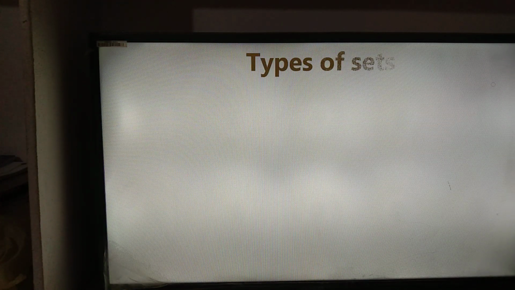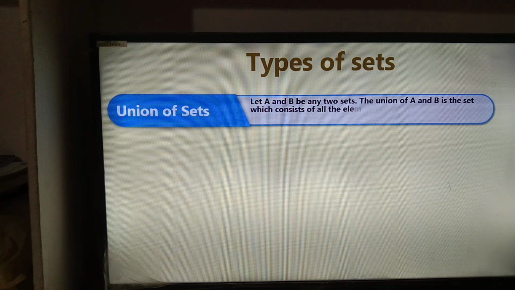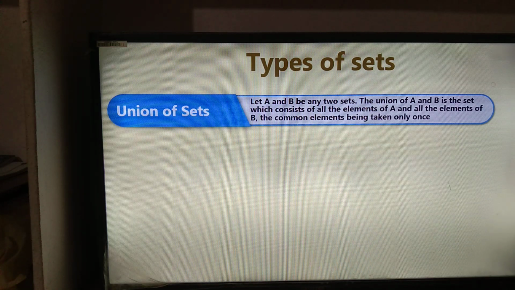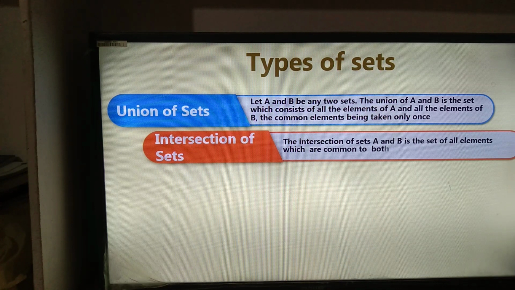Now let us see what we mean by union of sets. Let A and B be any two sets. The union of A and B is the set which consists of all the elements of A and all the elements of B, the common elements being taken only once. That is called the union of sets. Union is nothing but all the elements of both set A and set B. Next, the second one is intersection of sets. The intersection of sets A and B is the set of all elements which are common to both A and B.